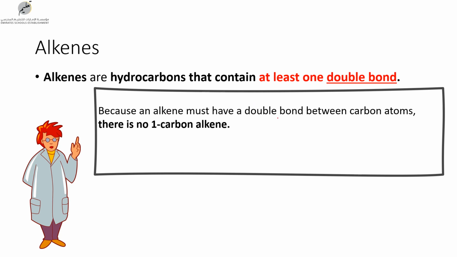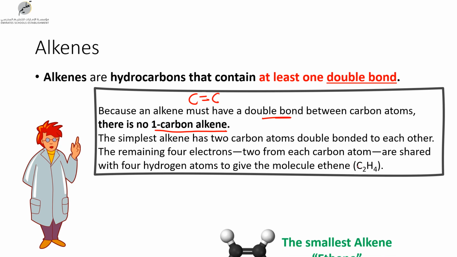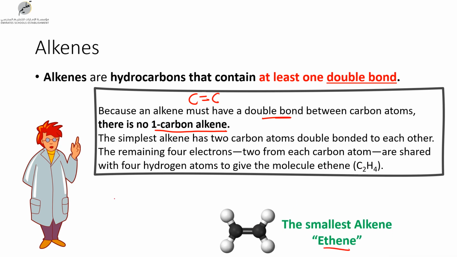Because an alkene must have a double bond, there is no one carbon alkene, because you need at least two carbons. Okay, the simplest alkene has two carbons, and its formula is C2H4. Okay, so this is the formula of ethene. So you have a double bond between the two carbons, and each carbon now will have two single bonds, right? Because carbon in total can make 4 bonds. So you have 2 here, 3, 4, 2 here, 3, and 4. So this one is called ethene. It's the simplest alkene.